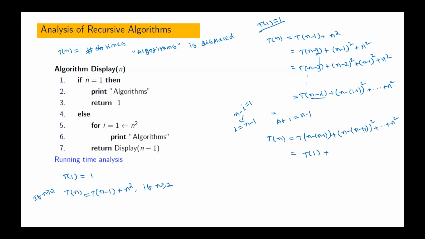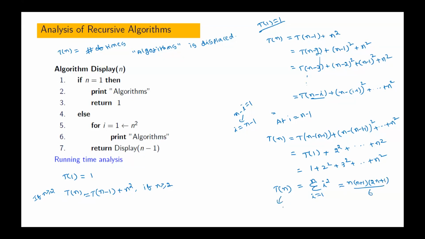plus what is this? 2 square. Next is 3 square. Next on this, 1 up to n square. What is T of 1? We know that it is 1. So 1 plus 2 square plus 3 square, it is like this now. What is this? Sigma i equal to 1 to n i square. What is the sum of squares of first n natural numbers? n into n plus 1 into 2n plus 1 by 6. Correct, no?